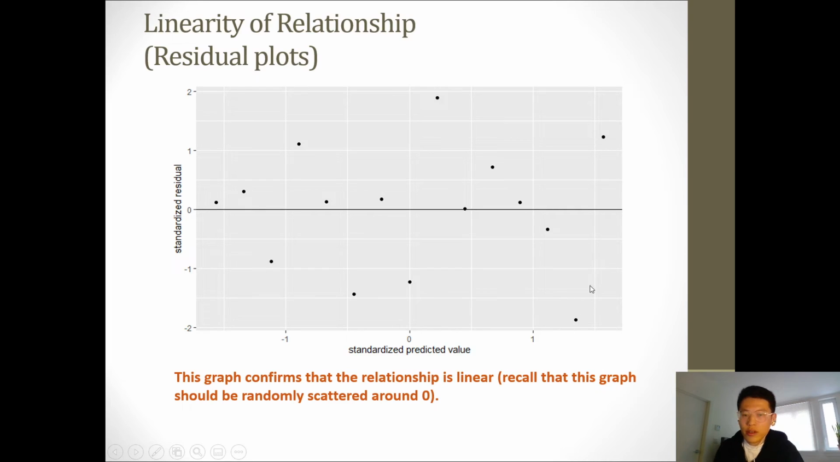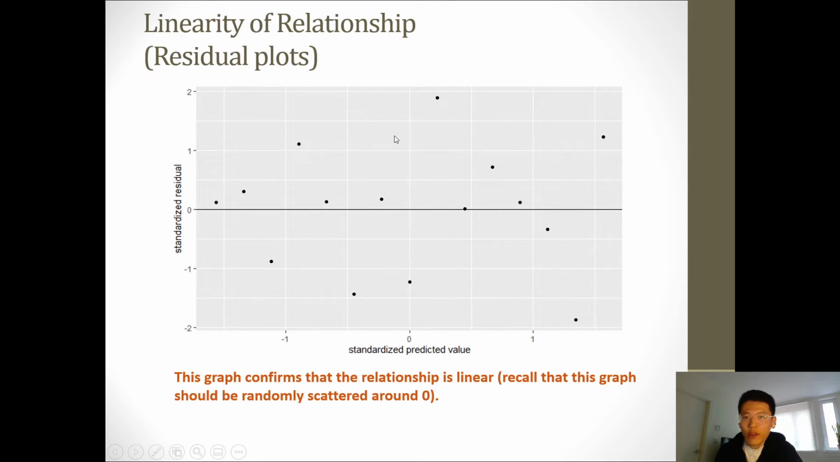Here, this one is the correct one. This is our standardized y hat, and here is the standardized residual. You can see clearly compared to the previous one, the residuals are pretty much randomly scattered around 0, up and down, without any kind of pattern. So in this case, we are good. It is actually really good here.